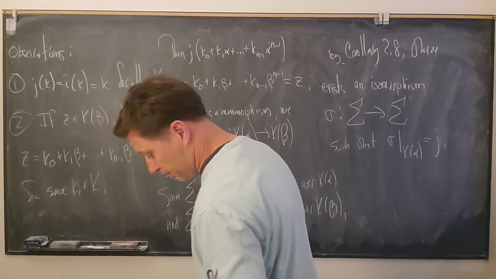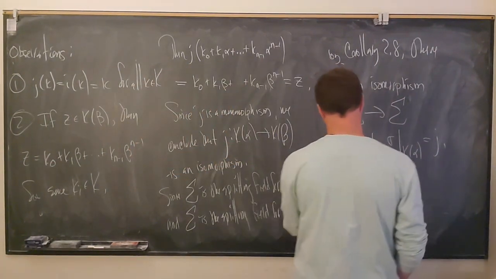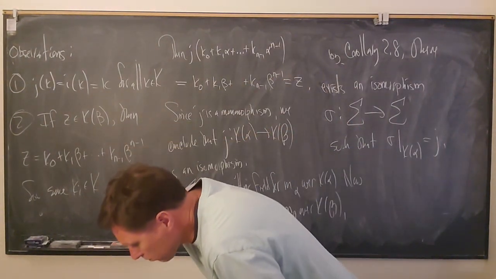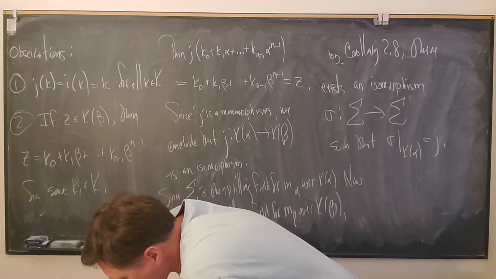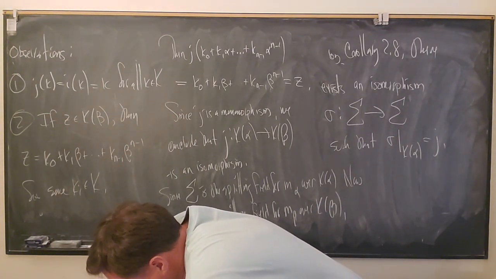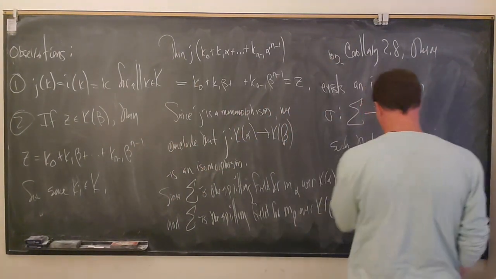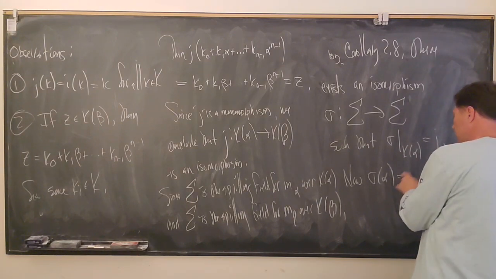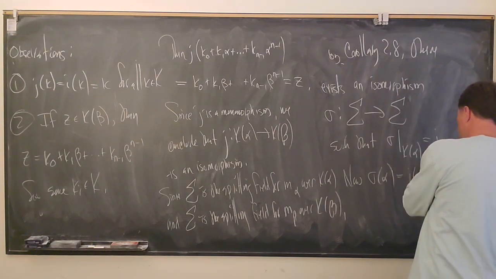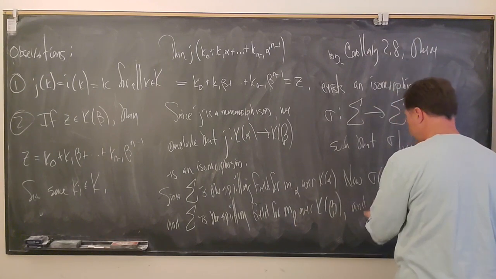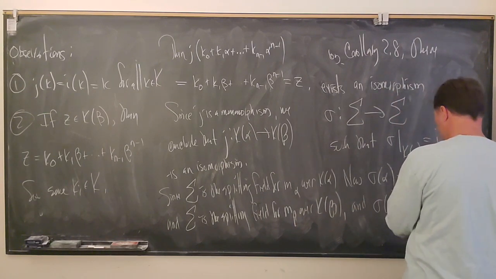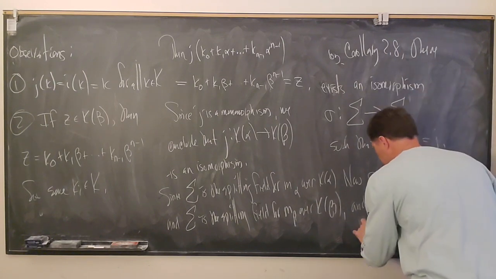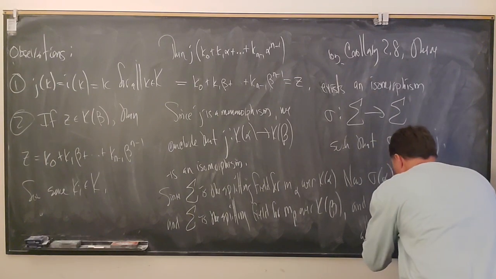So now sigma of alpha, well, alpha lives in K adjoin alpha, so that means that this is equal to J of alpha, which we know is beta, and sigma of little k equals J of little k, which equals k for all little k in capital K.